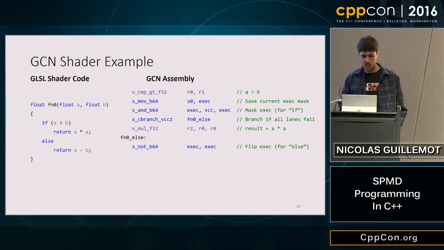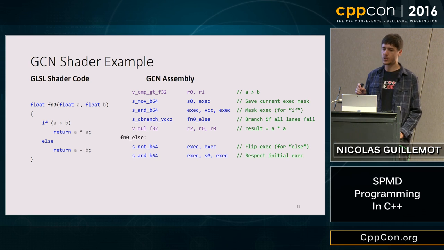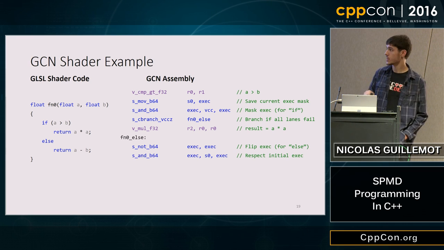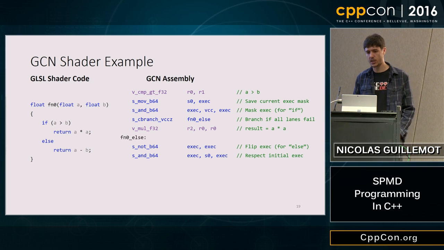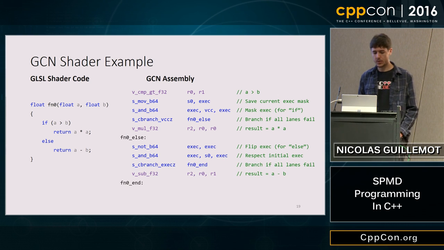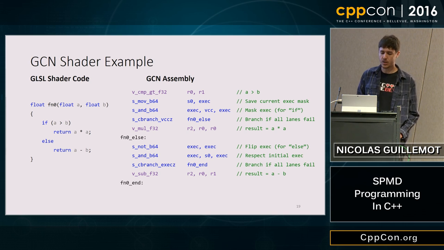So moving on, when we get to the else block, the first thing we do is flip the mask, like I was talking about earlier. But there's an added detail here again, which is that we have to take into consideration that the mask was not all on at the start. So this is just making sure that you take into account the fact that the initial mask was not all on, and that you respect the original constraints. All right, and then very similarly to before, we do a little branch trick so that if none of the execution lanes are on, we just branch and skip the else block entirely.